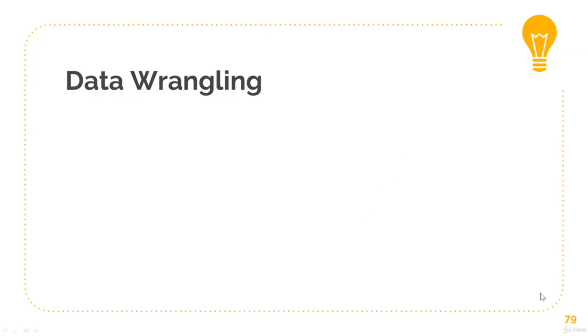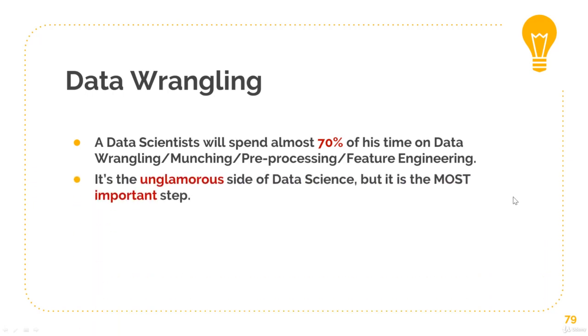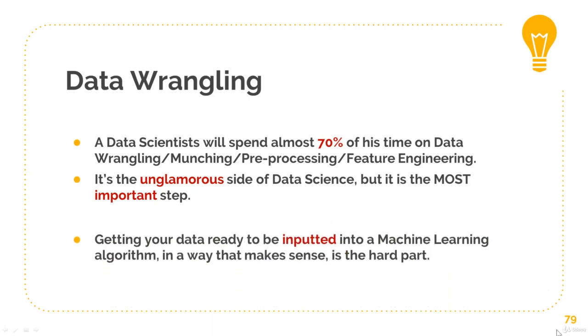So once you have the data, now you've got to clean it up. It's been said many times, and it actually is pretty true, 70% of your time as a data scientist will be spent on this. Wrangling, munging, pre-processing, feature engineering, call it what you want, but getting your data into a form that can be usable by machine learning algorithms is sometimes quite tedious. My projects actually don't make it seem that tedious, but in reality, it is. So it's the unglamorous side of data science, but it is one of the most important steps.